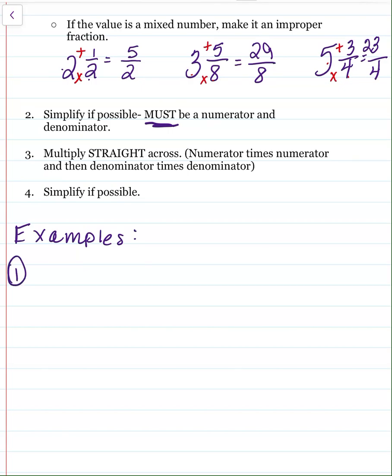All right, number 1, we're going to do 9/10 times 4 and 1/6. 9/10 times 4 and 1/6. Okay, so first step is to make them all fractions. So 9/10 is already a fraction.